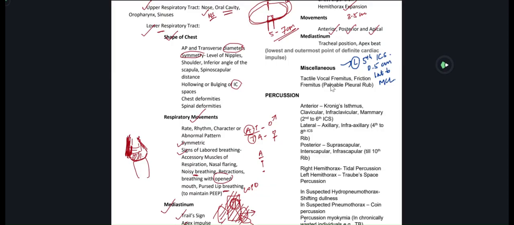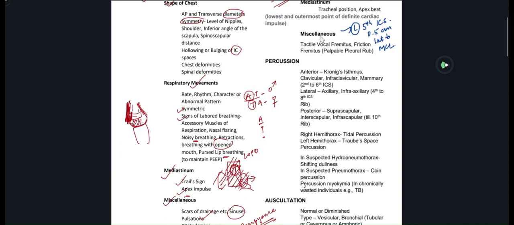Okay, what are the miscellaneous things which we look for while palpating? So one is tactile vocal fremitus and friction fremitus. What is tactile vocal fremitus? In all of those positions, on the anterior, the lateral, and the posterior sides, we place the medial borders and the ulnar borders of our hands in the intercostal spaces, and we ask the patient to say something. Mostly, we ask them to say 1-1-1. When we ask them to say 1-1-1, we are able to feel some fremitus which is being transmitted through the parenchyma of the lungs and has to be equal on all the sides.